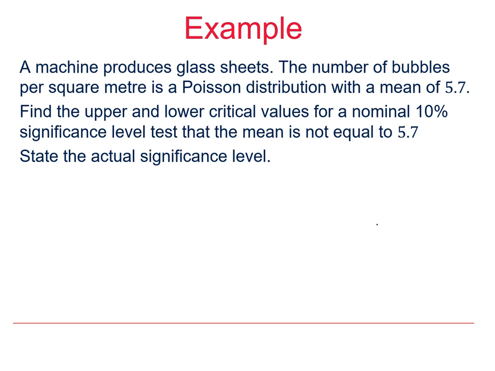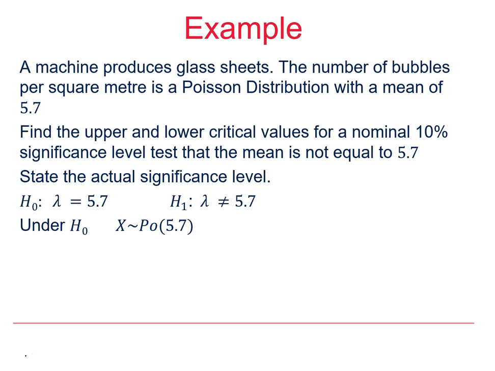So it's probably worthwhile pausing for a moment here and just reading through this example and think, what's the important information here, what hypothesis and alternative hypothesis are involved, what the significance level is, and how you would actually proceed to find the upper and lower critical values and to state the significance level.